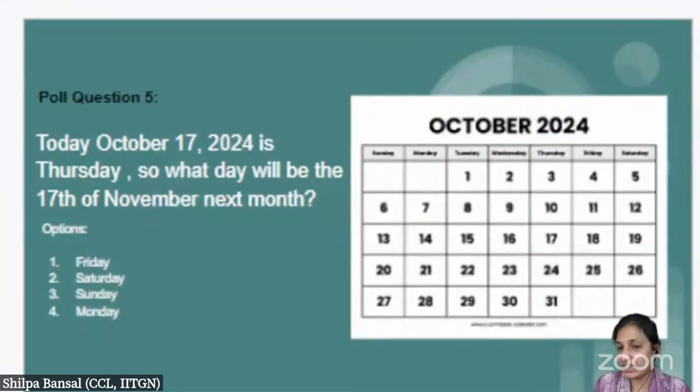So use that remainder logic. In between October and November, how many days are there? And see the remainder logic. I have given the hint. Now you can try. Those who have not answered, you can try.